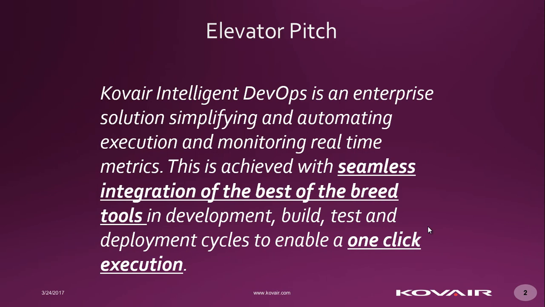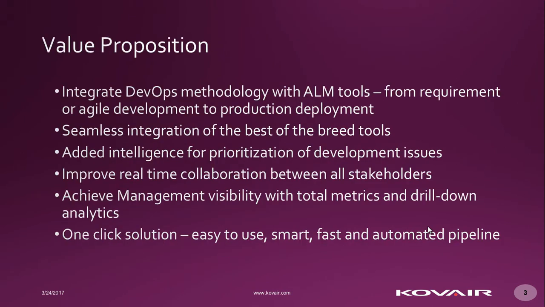Moving to the next slide, we take a look over the value proposition. We integrate the DevOps methodology with the tools used in ALM solution from requirement or agile development to production deployment. We have introduced seamless integration between the best of the breed tools hailing from various domains. We can prioritize development issues accordingly. Through Kovair DevOps, we can break the silos between the stakeholders belonging to the different teams. Thus, we improve the real-time collaboration between them.